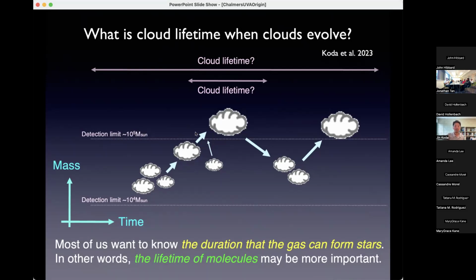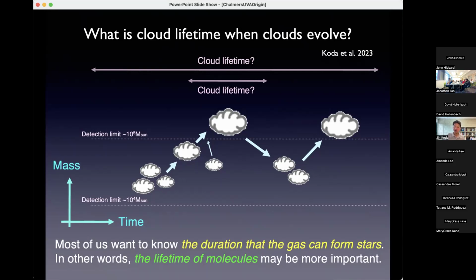And FUNK's detection limit is 10 to the 5. So what they see is only this phase of the cloud evolution, but it could split apart into smaller clouds and then come up again above the detection limit. In this case, do we want to define this length as cloud lifetime, or this whole duration of the cloud lifetime? That's something that we should think about. My preference is, since we want to know the cloud lifetime as the duration in which the gas can potentially form stars, I think it makes more sense to call this entire duration the cloud lifetime. And probably a more appropriate way to call it is the lifetime of molecules rather than the lifetime of molecular clouds.